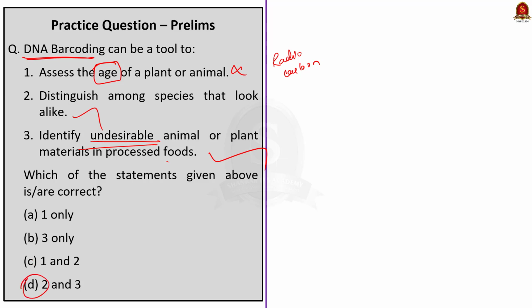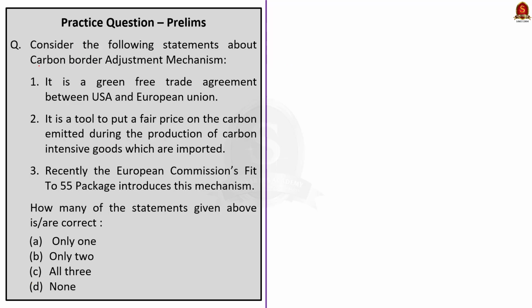Next question. Consider the following statements about carbon border adjustment mechanism. It is a green free trade agreement between USA and European Union. This statement is incorrect because it is not a free trade agreement. Rather, it is a carbon tax on the imported products. So the first statement is incorrect.